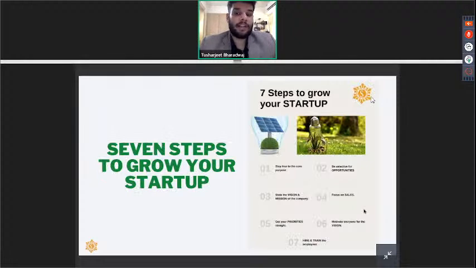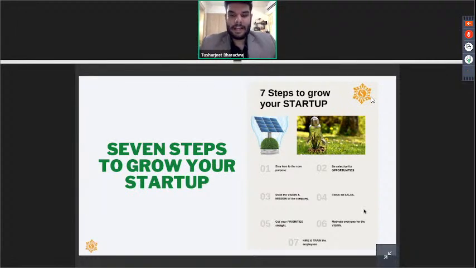The first one is stay true to your core purpose. Second one is be selective for opportunities. There will be a lot of opportunities in the market, but you have to make sure you select the right opportunity, and you focus on the right opportunity. The third one is state the vision and mission of the company. It is very important for you to state and know the vision and mission of the company, because this is something which will lead you to success.